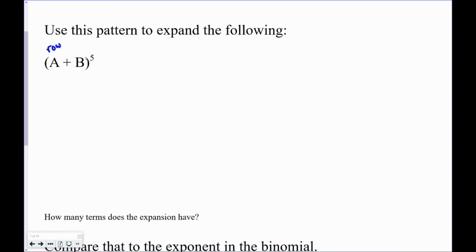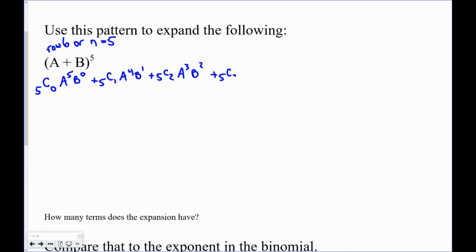So if the power is 5, this is row 6, or we can use n equal 5 if we're going to use combinations. You pick. I'm going to go ahead and use combinations. So I'll go 5C0, and then it's this thing raised to the power of 5. So it's a to the 5. And then it's this term raised to the power of 0, and then I just follow my pattern. 5 choose 1, a to the 4, b to the 1, plus 5 choose 2, a to the 3, b squared, plus 5 choose 3.